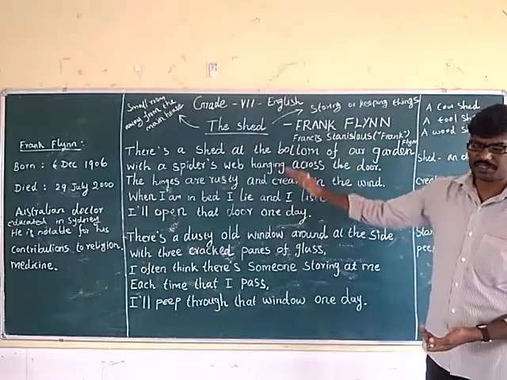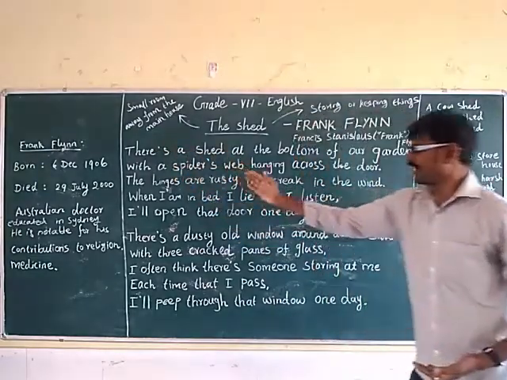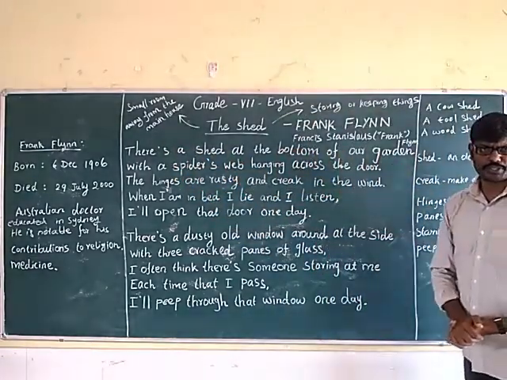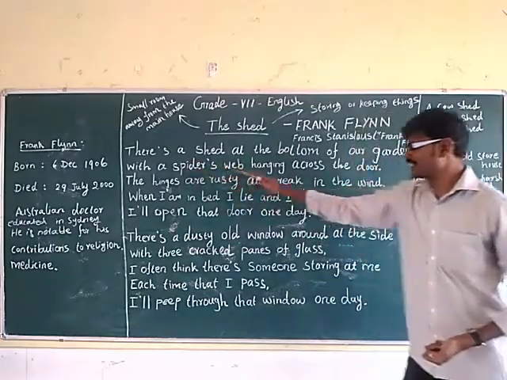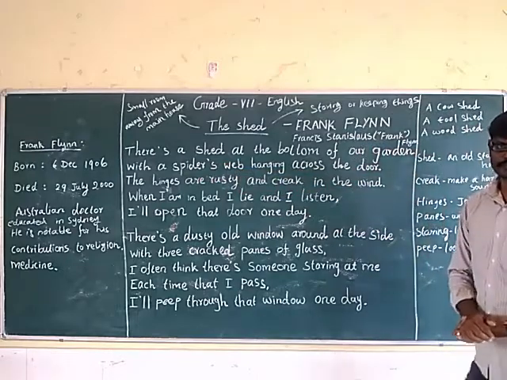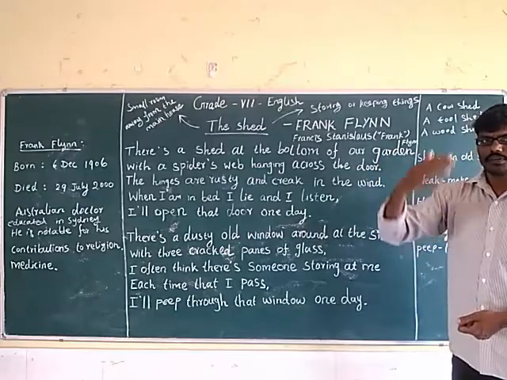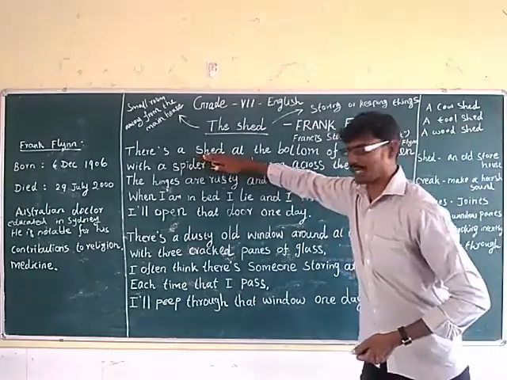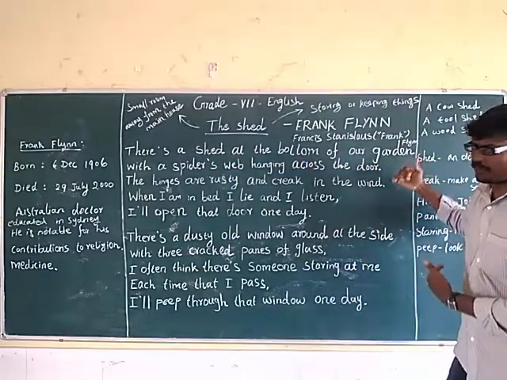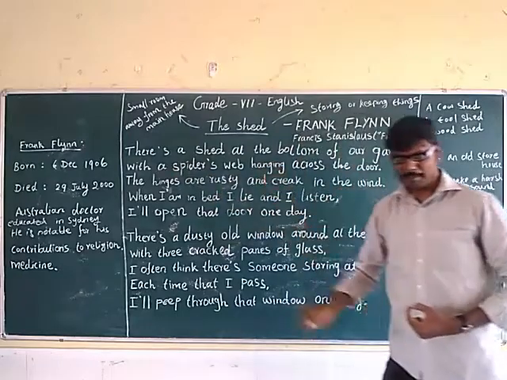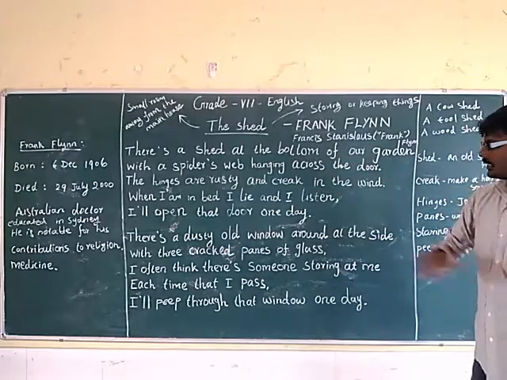So now let us start with the first line. The shed. There is a shed at the bottom of our garden with a spider's web hanging across the door. So now he talks about the shed and also how the shed was looking. There is a shed. Where is that shed? At the bottom of our garden, with a spider's web hanging across the door.